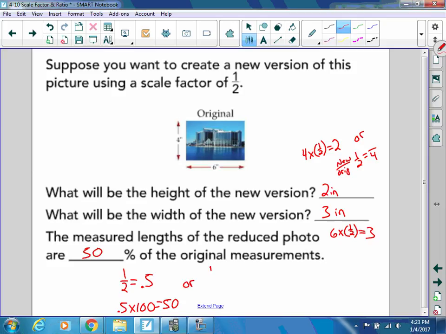Another way you could do this is, again, you know your scale factor is 1/2. If you want to know what the percent is, that's out of 100. Okay. So you could solve this proportion, 1 times 100 divided by 2, and that would also give you the 50%. Okay. I'll rewrite that 50 there a little better. All right.